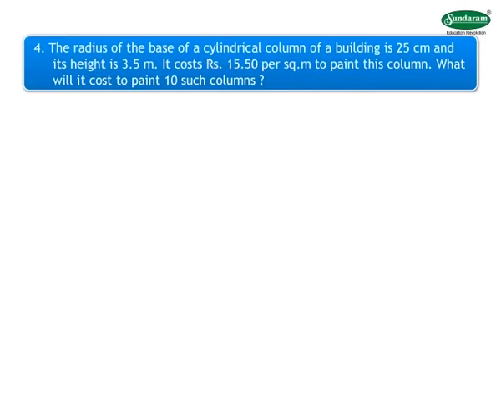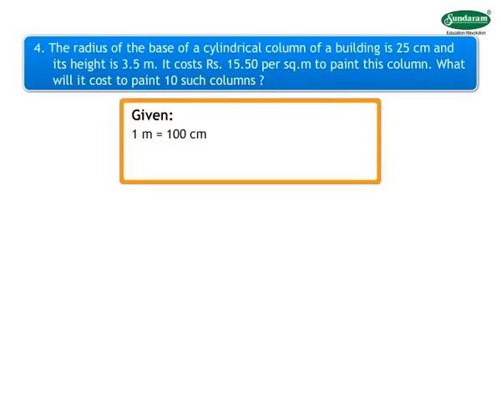But in our sum, the radius of the base is in centimeter and the height is in meter. And since the radius is not in meter, we shall convert it from centimeter to meter. As 1 meter is equal to 100 centimeter, therefore, radius will be 25 upon 100, which is equal to 0.25 meter. Therefore, now we have height is equal to 3.5 meter, radius is equal to 0.25 meter.